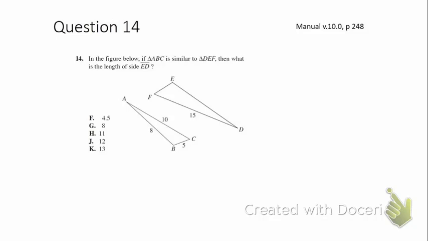So for 14, in the figure below, if triangle ABC is similar to triangle DEF, then what is the length of side ED? So also when they name these, the order matters because they're telling you which sides match up. So side AB is going to match up with side DE because those come first. Side BC is matching up with EF, which is kind of obvious, and then that means that those last sides have to match up.